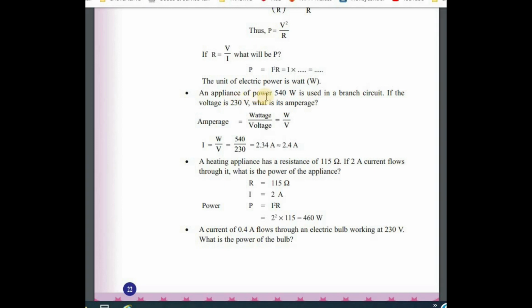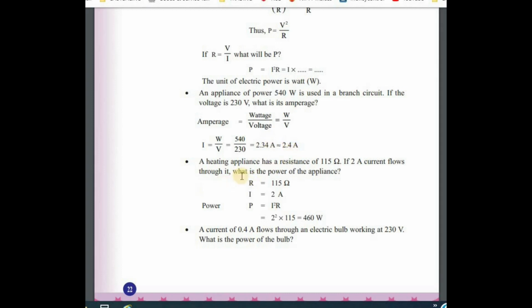An appliance of power 540 watt is used in a branch circuit. If the voltage is 230 volt, what is the amperage? Amperage is equal to wattage by voltage, or power by voltage. Amperage is nothing but the current. Wattage is power, so W is equal to 540 watt, and V is equal to 230 volt. Substituting, we get 540 by 230, which is 2.34 ampere.